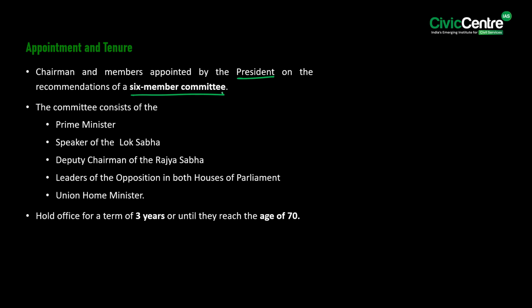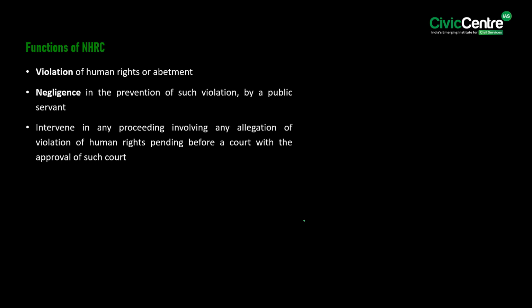Notably, the committee consists of the Prime Minister, the Speaker of the Lok Sabha, the Deputy Chairman of the Rajya Sabha, leaders of the opposition in both the Houses of Parliament and the Union Home Minister. Know that the chairman and the members hold office for a term of 3 years or until they reach the age of 70. Now, what are the functions of NHRC?